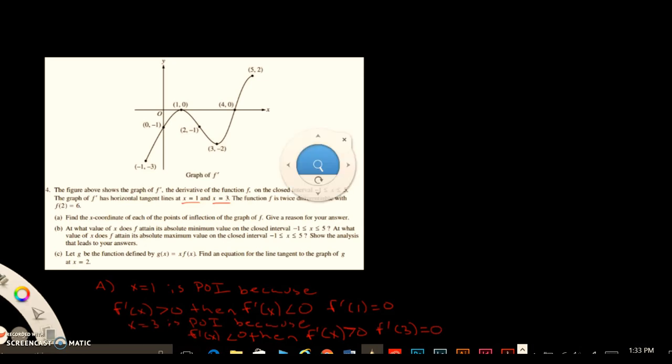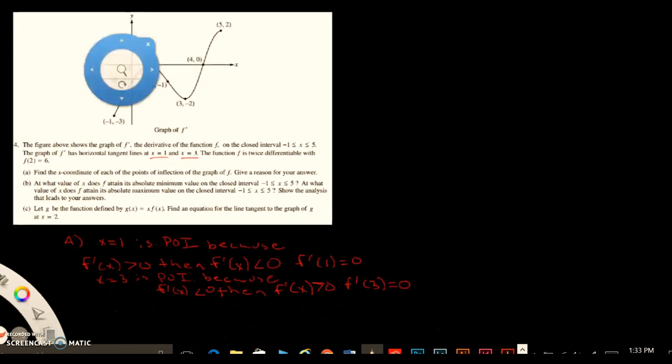Okay, so now the next part says B. At what value of x does f obtain an absolute minimum on the closed interval -1 less than or equal to x less than or equal to 5? At what value of x does it obtain an absolute maximum value? Show the analysis that leads to your answer.